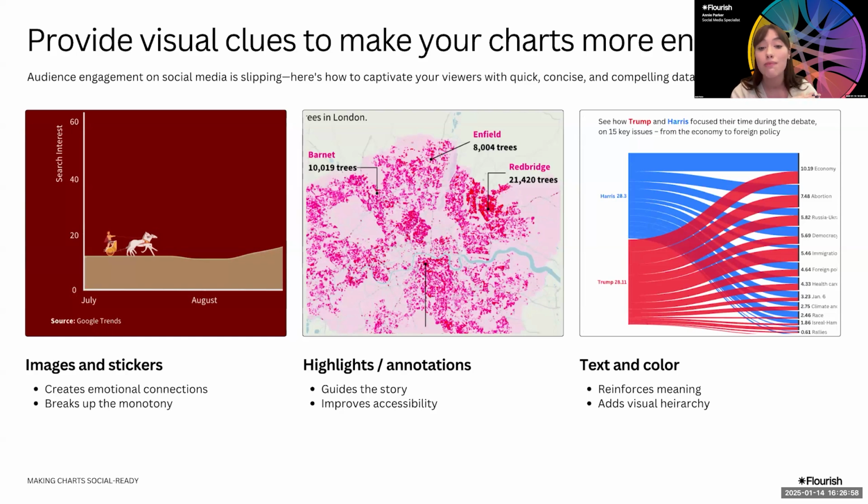And finally, you can make use of text and color to help reinforce your meaning. A strategic use of text and color helps to clarify your data's context and emphasizes trends or comparisons within your data that might otherwise be missed. And also, these help to add visual hierarchy, which is super important with design, because that's what guides the viewer's eye to the most critical parts of the visualization. So that will help you to ensure the message is being conveyed effectively.